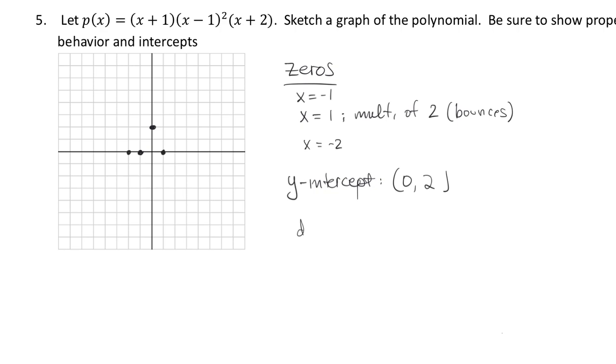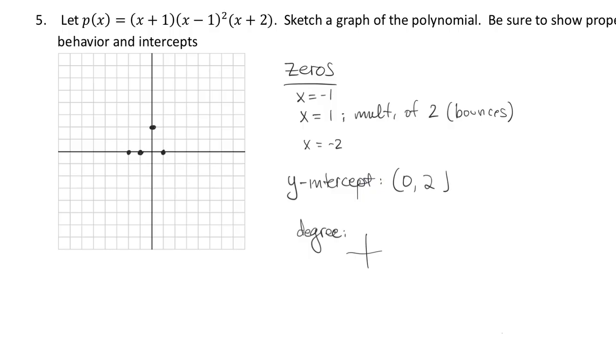Now the degree of the polynomial determines the end behavior. The way I like to do it is sketch a quick end behavior before transferring it over to the main graph. When it's in factored form like this, the degree is the total multiplicity. So this is multiplicity 1, multiplicity 2, multiplicity 1. So the total multiplicity is 4. That means it's a degree 4.